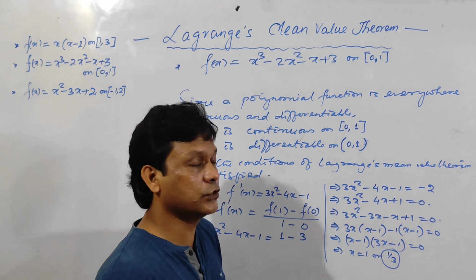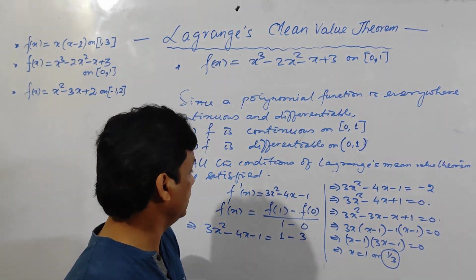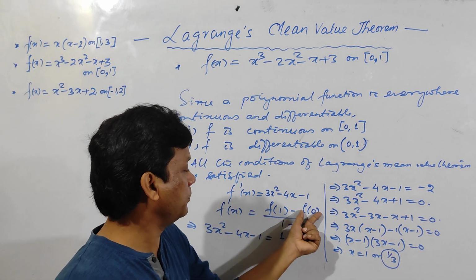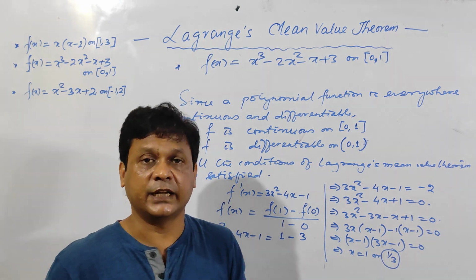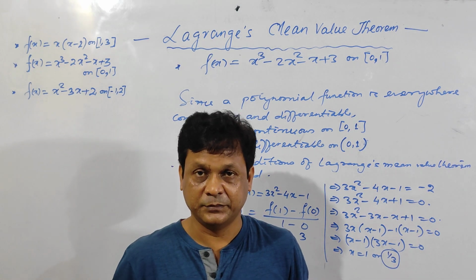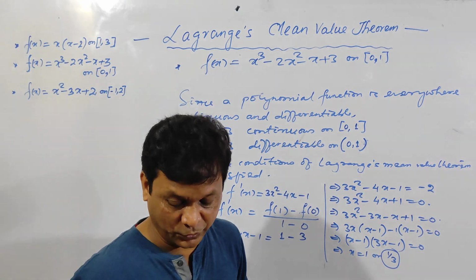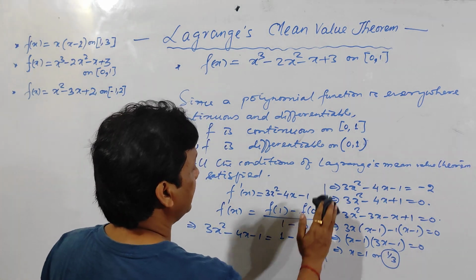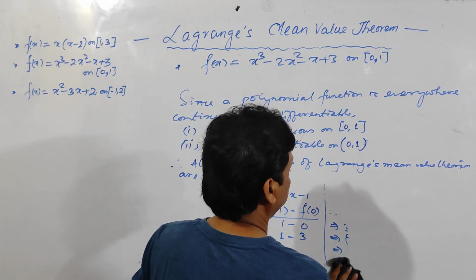Clear? So here C is equal to 1 by 3 such that f dash C equal to f of 1 minus f of 0 divided by 1 minus 0. Hence Lagrange mean value theorem is verified. Clear? So the last line you can write. Okay. And now the same process I am going to tell you.